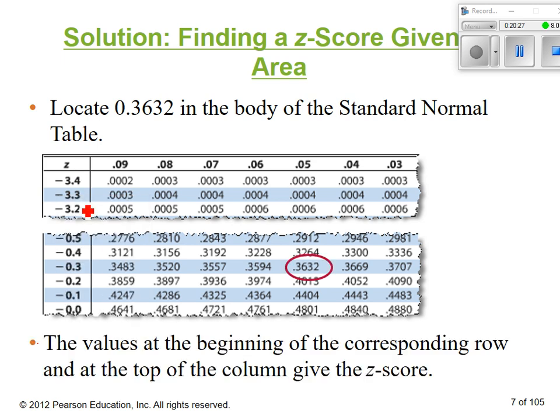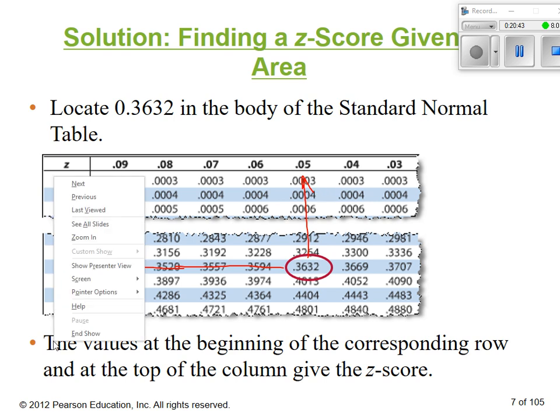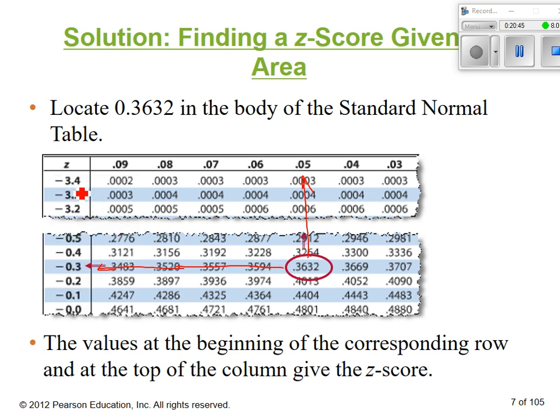So 3632 is right there on the chart. We look over here, negative 0.3, we look up here. Second number is a 5, so negative 0.35 would be our z-score.